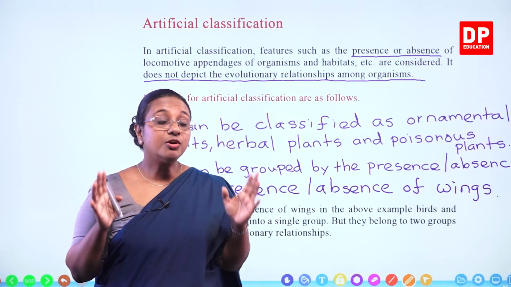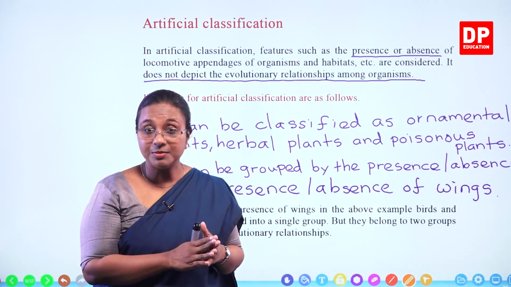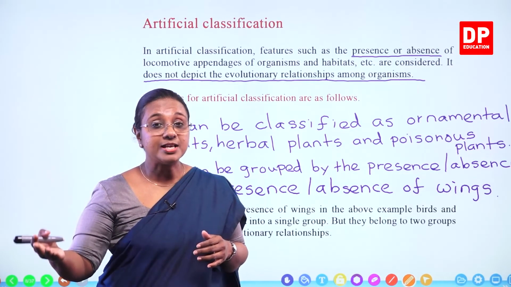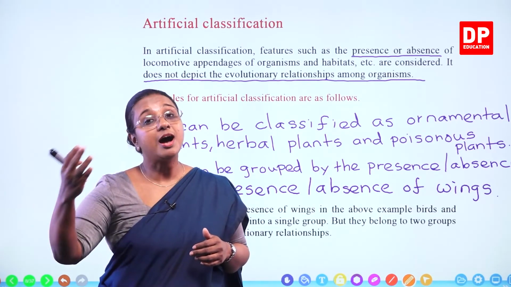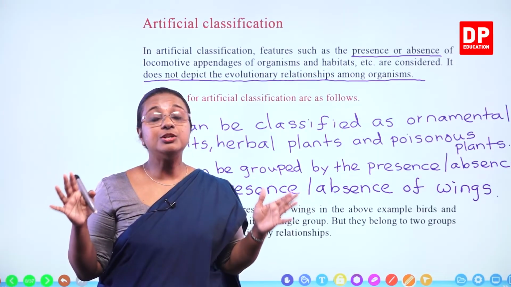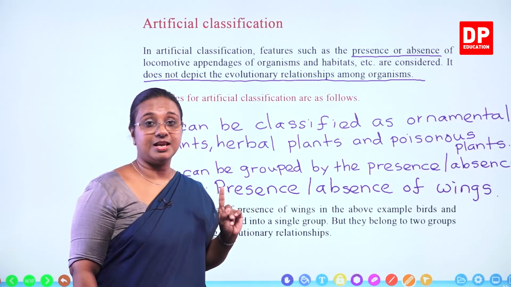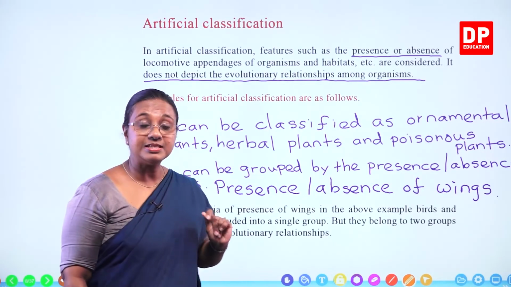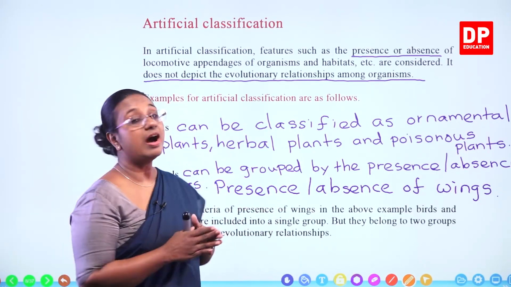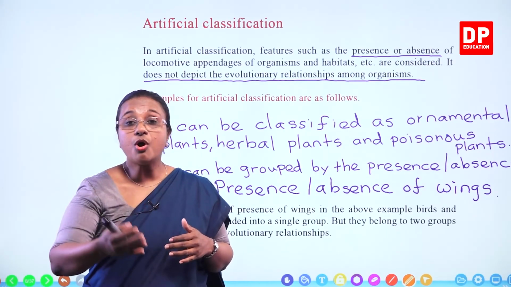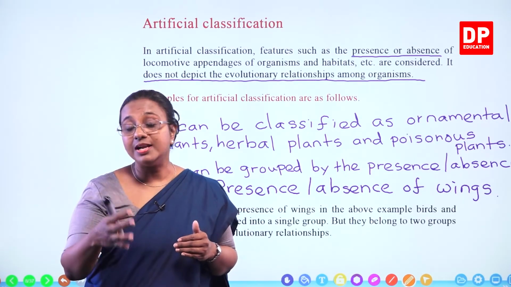But you all know, according to the evolutionary relationship, insects come under invertebrates. Those are arthropods. Whereas birds are vertebrates. They have a vertebral column and they come under the group aves. So these are totally two different types of organisms. But when we use just one criteria, presence or absence of wings, they both come into the same group. This is a disadvantage of artificial classification, or we can say the drawback of an artificial classification. That is because we only consider just one criteria.